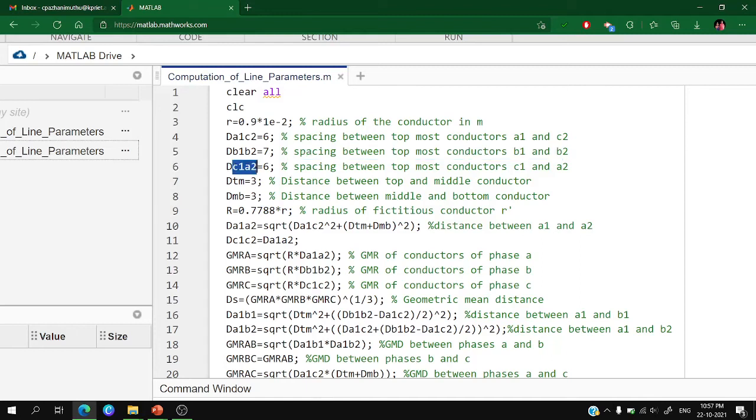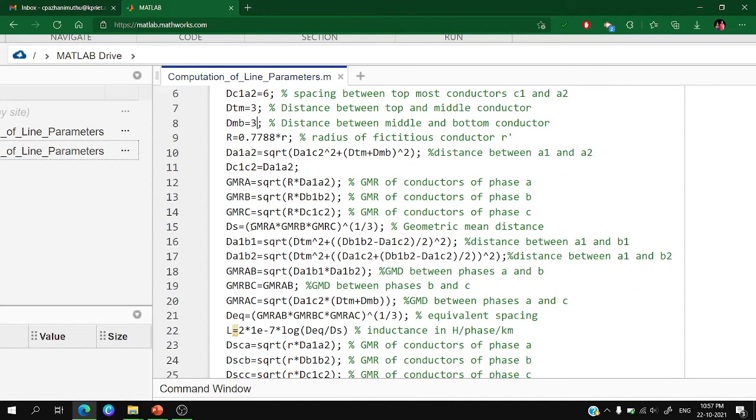So DC1 and A2: 6 meters, 7 meters, 6 meters like that. Next we have to give the variables. DTM is nothing but the distance between top and middle conductor, 3 meter. Next variable DMB represents the distance between the middle and bottom conductor, that is 3 meter. Next assign the variable capital R, which is the radius of the fictitious conductor, that is 0.7788 into the actual conductor radius.